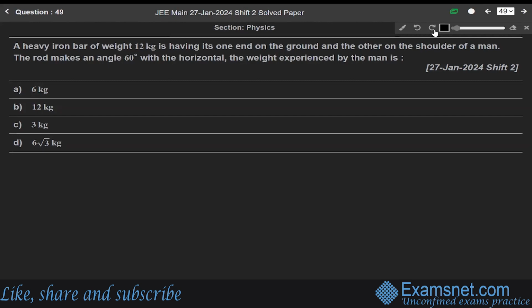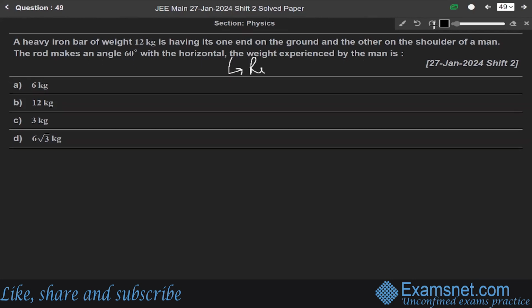So, student, the next question is 49. A heavy iron bar of weight 12 kg has one end on the ground and the other end on the shoulder of a man. The rod makes an angle of 60 degree with the horizontal. The weight experienced by the man is? So, this question is from the chapter of rotational motion. Let us try to understand this question by a diagram.